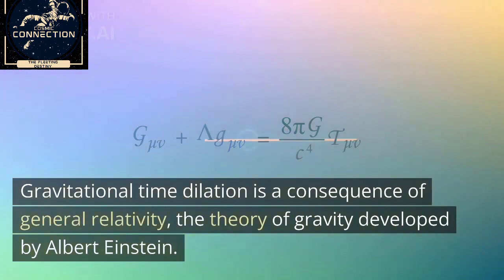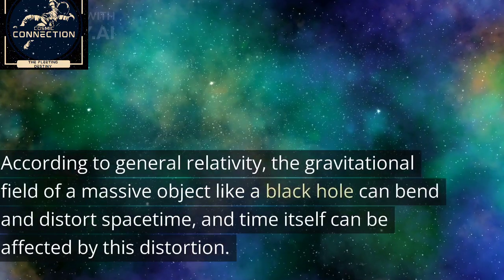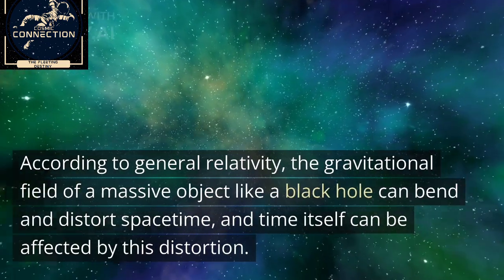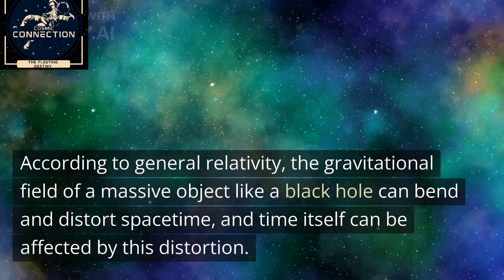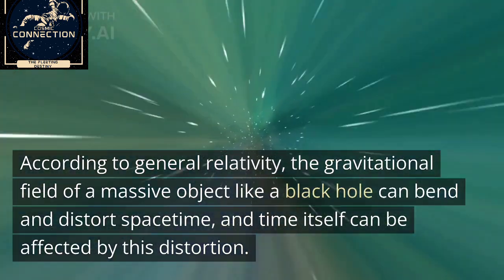Gravitational time dilation is a consequence of general relativity, the theory of gravity developed by Albert Einstein. According to general relativity, the gravitational field of a massive object like a black hole can bend and distort spacetime, and time itself can be affected by this distortion.